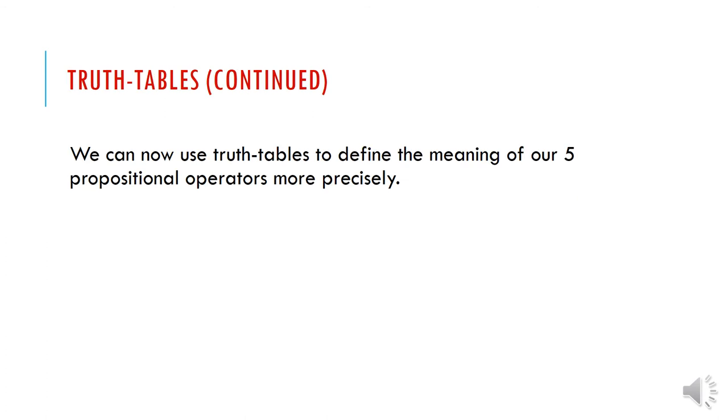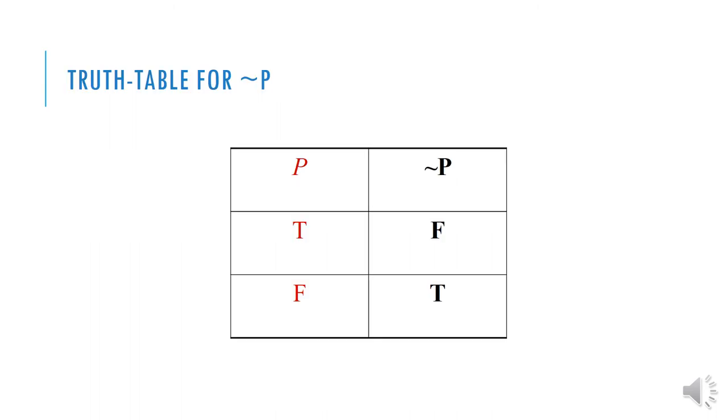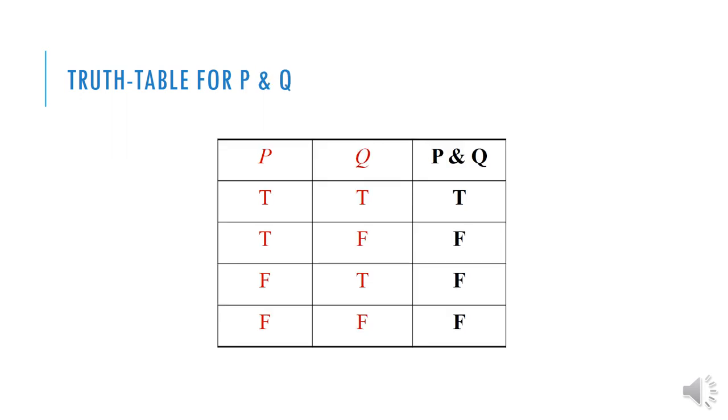So now we can use truth tables to define the meaning of these propositional operators. The next few slides are just repeat tables that you need to commit to memory. The negation, the conjunction. Remember, a conjunction is only true when both parts are true. It is false in all other states of affairs.